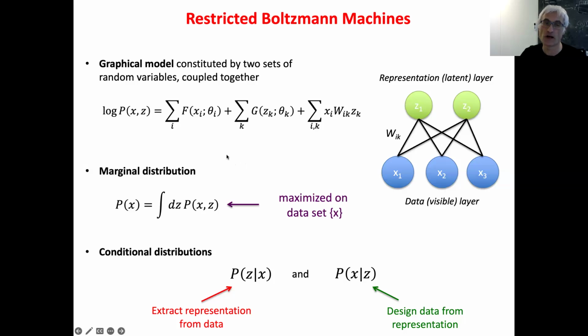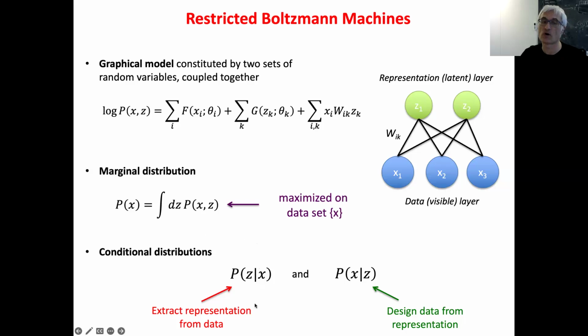So how is this model trained? Well, if you integrate over the latent variables, you get the marginal distribution over the data, and we can maximize these likelihoods over our data set. We maximize over the different parameters, theta_i, theta_k, and w in the model. And as I said, not only is the marginal interesting for learning, but of course, when you are training the model, you can actually sample it. I'm going to talk more about that.